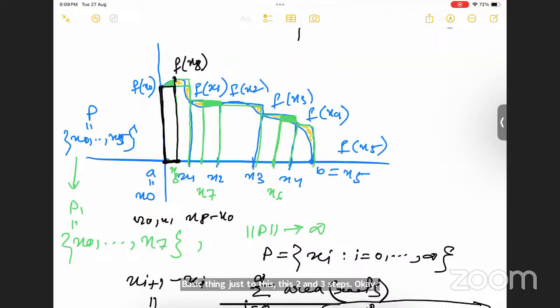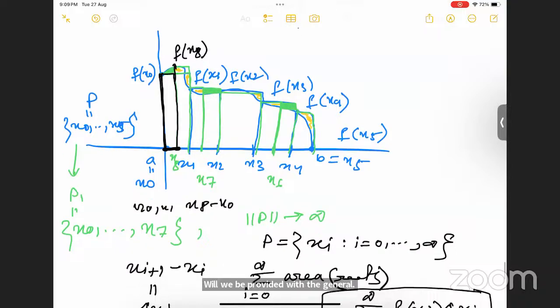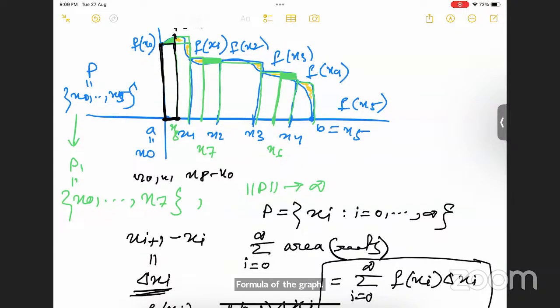Ma'am, will we be provided with the f of x in the question? Will we be provided with the general formula of the graph so that we can integrate? Yes, for sure. You will get the general formula of the graph. Otherwise, how can I calculate the area bounded by the graph if the graph is something unknown? Ma'am, the graph will not be given, simply the interval will be given.